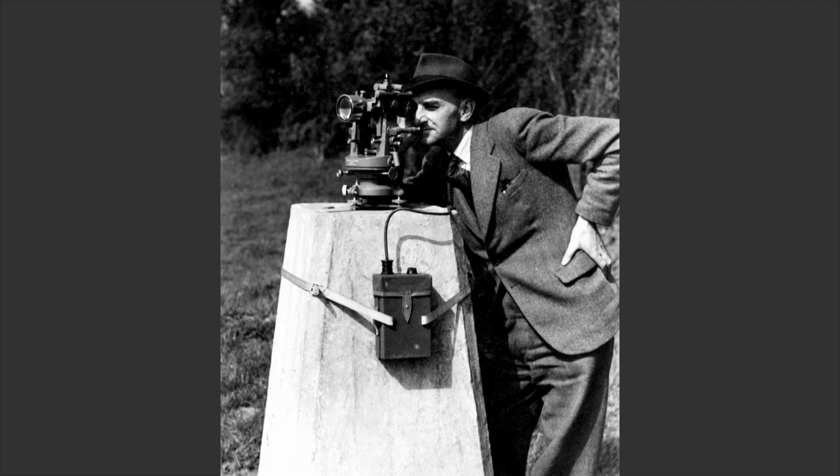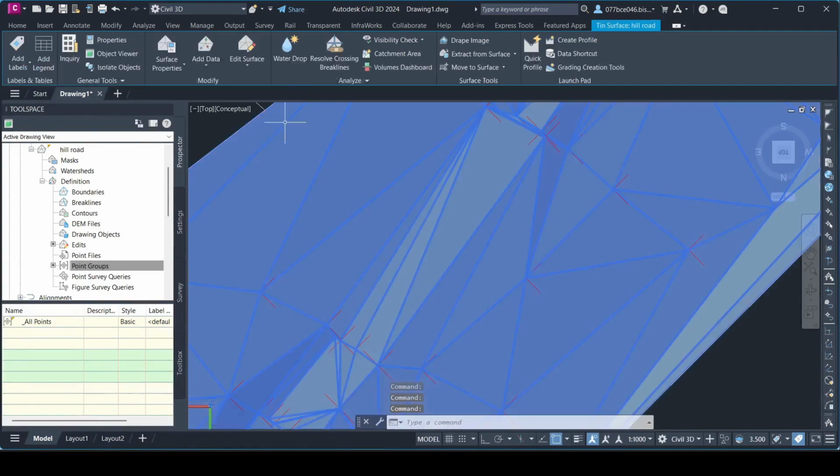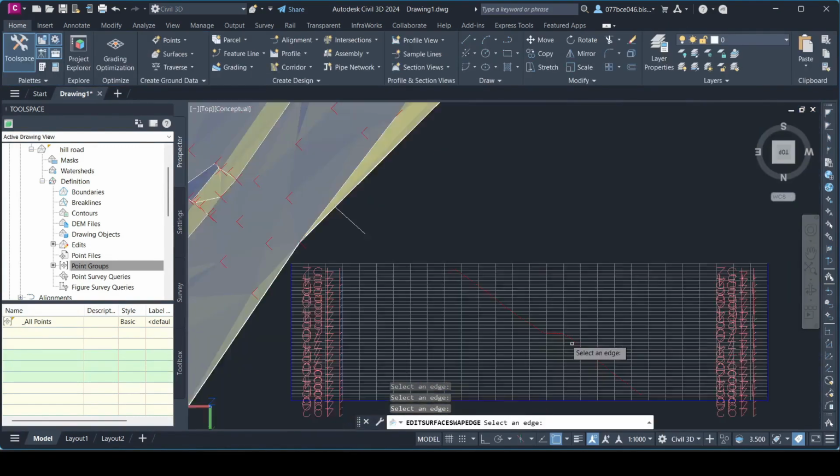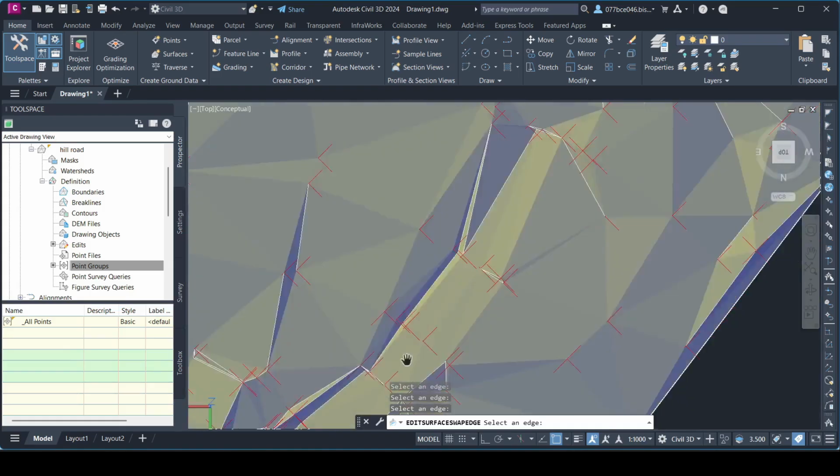Back in the theodolite era, intersection points and deflection angles were all computed manually out there in the field. But today, with modern survey tools and software, these calculations happen digitally, giving us far greater precision and flexibility.